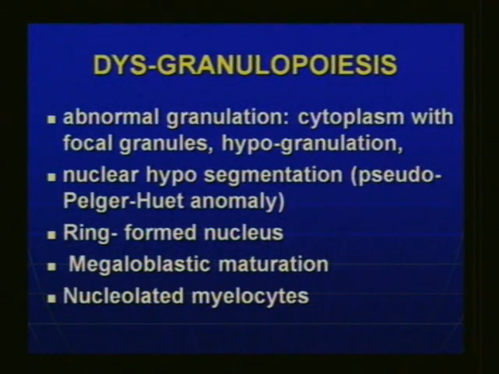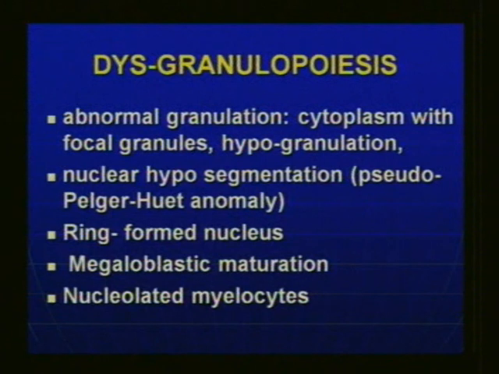What about dysgranulopoiesis? Which cells will be dysgranulopoietic, and what are the identifying features? If you look at the peripheral smear, you may find abnormal granulations in the cytoplasm with focal granules, or hypogranulation, or a few large granules. Those are also equally important. The pseudo-Pelger anomaly, the nuclear hyposegmentation of the neutrophils, you can also demonstrate as a feature of dysgranulopoiesis.